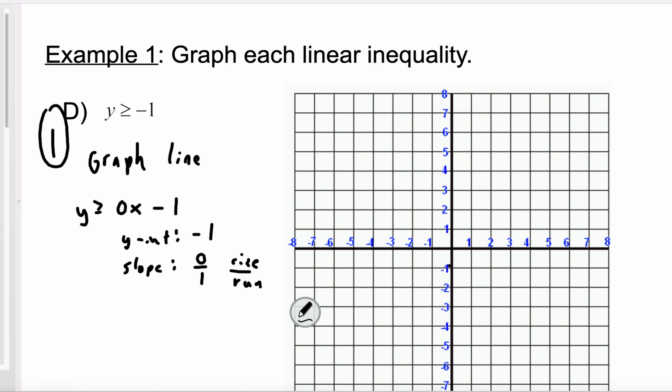So go ahead and plot out -1. I'm not going to rise anything, but I'm going to run 1. I'm going to keep running 1. And then I can go in the opposite direction. So you can definitely see that it is a horizontal line there. Then we have to decide if it's solid or dashed. Since this symbol here is greater than or equal to, it's got that equal there, it's going to be a solid. So we're going to connect the dots with a solid line.